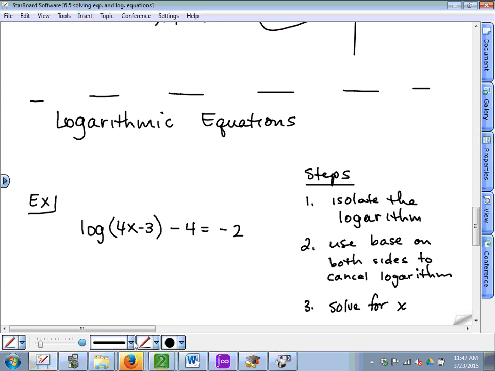So let's see what it looks like on this problem. First step. Let's speed this up. We only have 12 minutes now. First step: move the negative 4 over to the other side by adding. Yeah, that's the right way to go.